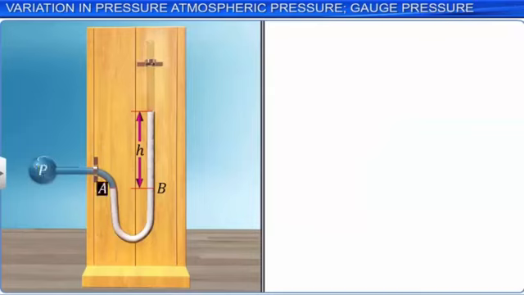Why is gas not used in a manometer? We know that the pressure is the same at two points on the same level on both limbs of the manometer, which contains a fluid.